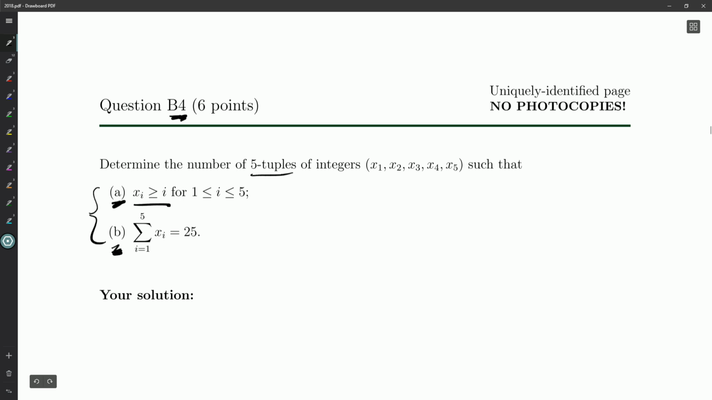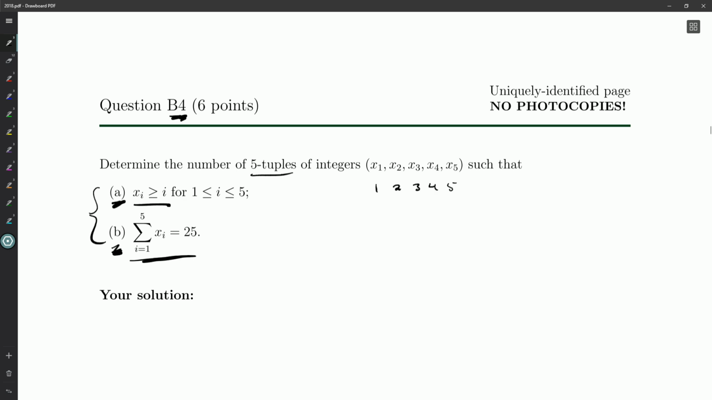So it looks like we need each x1 to be greater than or equal to 1, x2 greater than or equal to 2, 3, 4, 5. And then we've got another constraint: they all have to add up to the same amount. Okay, so we've got a couple of constraints going on in this question.